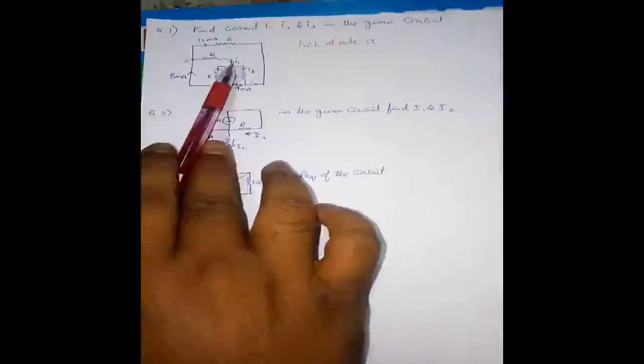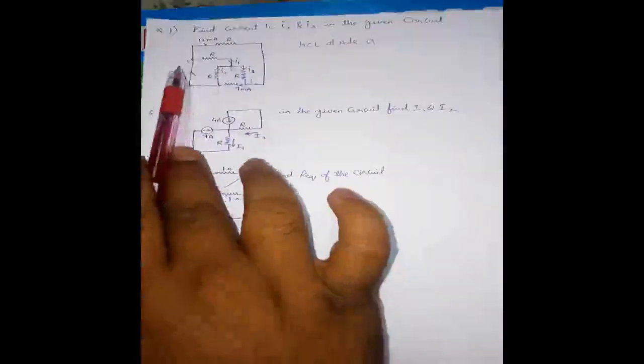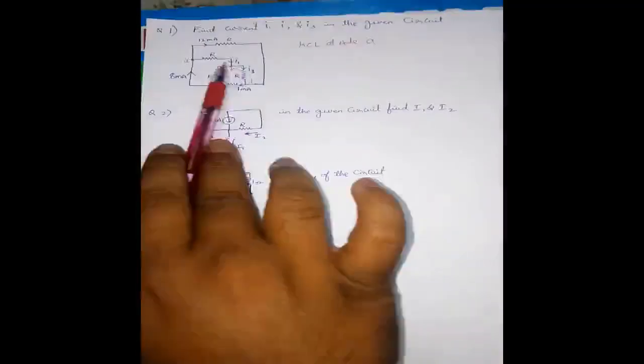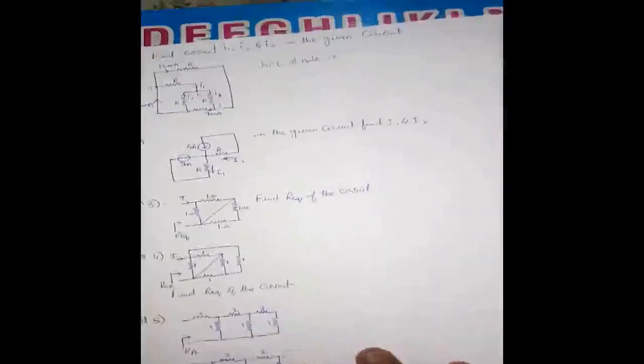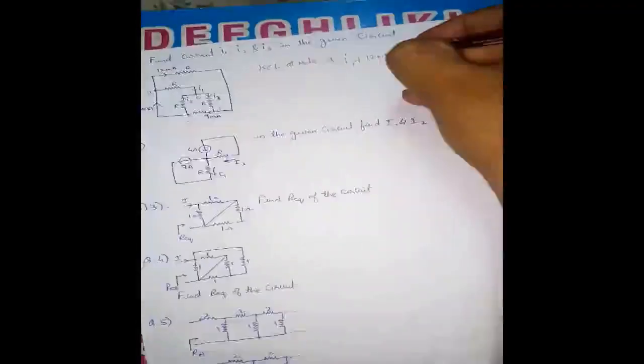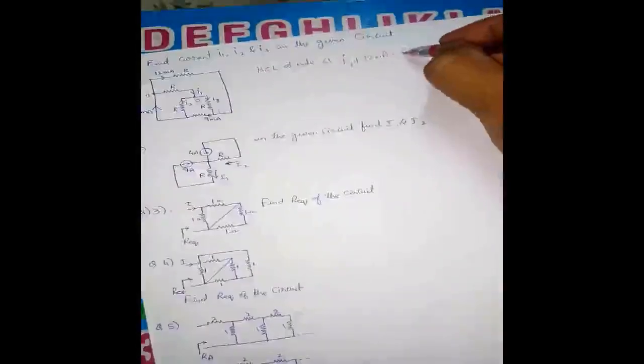After applying KCL at node A, we get, see, 8 milliamps is entering the node, 12 milliamps is leaving the node, and I1 is also leaving the node. So according to KCL, all the current entering should be equal to the current leaving. So I will add these two leaving currents. That is nothing but I1 plus 12 milliamps will be equal to 8 milliamps. Therefore I1 will be minus 4 milliamps.